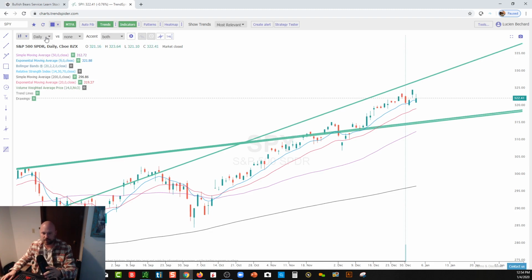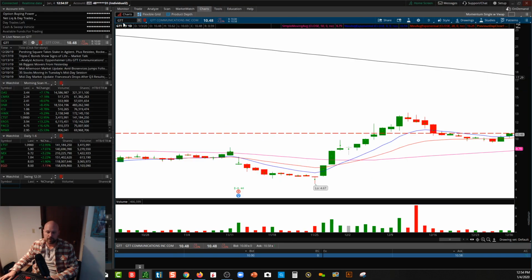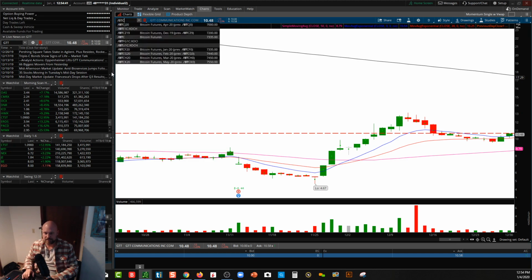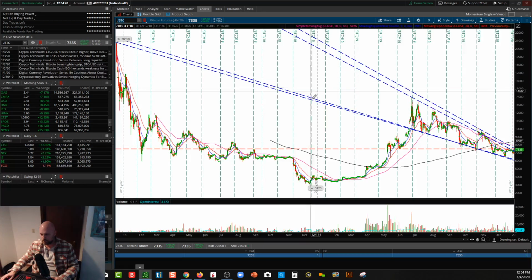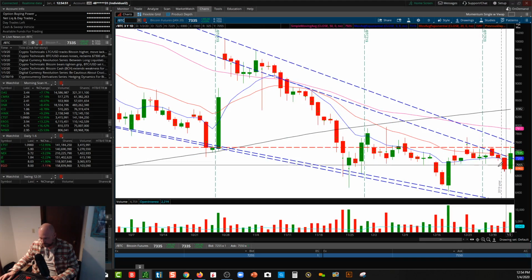So that's with the SPY. Let's go over to Thinkorswim. I like the charts for Bitcoin on Thinkorswim a little bit better. /BTC. So Bitcoin, you can see this big, huge falling wedge pattern on the daily. And you can see price is hitting this resistance level.